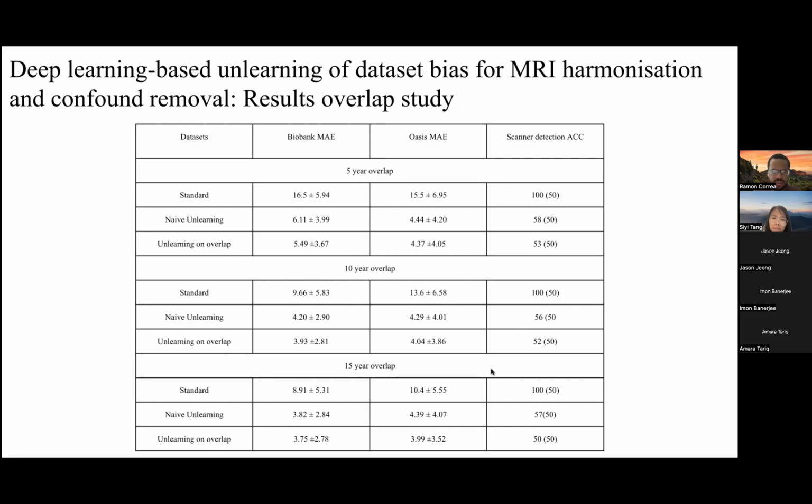And then on the scanner detection, the lowest performance is actually on the 15-year overlap. And also, I might have forgotten to mention this, the 50 in the brackets is just random chance. So if you had a random model predicting, that is what the accuracy would be for those.